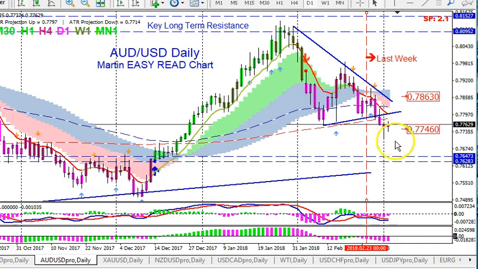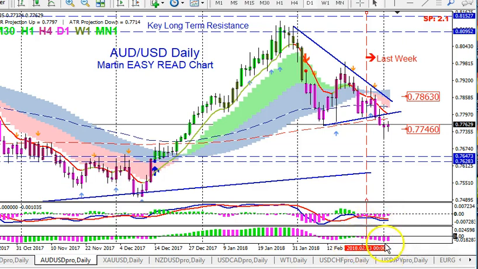If you think that's the case, then you could look at sells below 0.7746. Of course, you can see here the short-term MACD blue line is below 0. That means the momentum is to the downside, and we have some pink momentum bars here. They're not increasing, they're not getting larger.